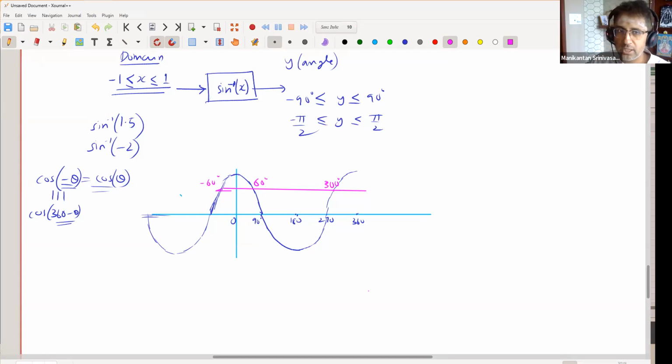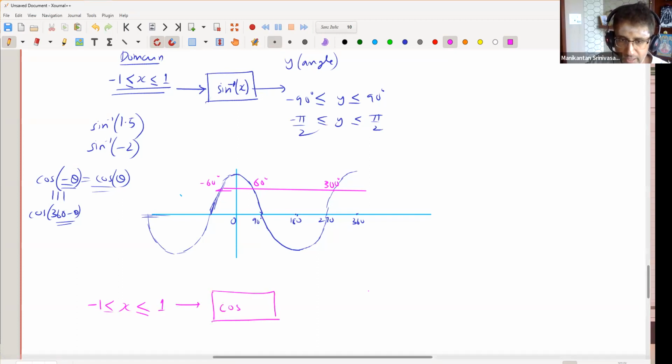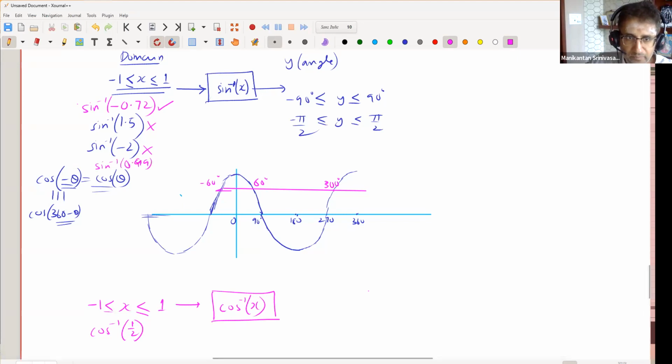Plus, we must make sure that every input between -1 and 1 works, because for the cos inverse function, x must be between -1 and 1, so that I can answer cos inverse of √3/2 or cos inverse of half. I cannot answer sine inverse of 1.5 or sine inverse of -2. I can, however, answer sine inverse of -0.672, for example. I need a calculator, but I can still answer this. I can also answer sine inverse of 0.999, because it's less than 1.